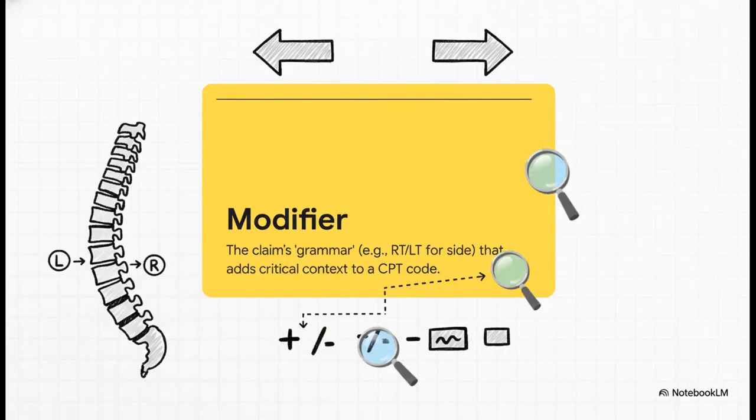But this is where things get tricky for a lot of people. The modifier. This is like the claim's grammar. It adds that all-important context to the CPT code. Was the injection on the right side or the left? A tiny little error here, like a missing or wrong modifier, is like a typo in a street address. It can send the whole thing to the wrong place and lead to denials or incorrect charges. Paying attention to these little 2-character codes is absolutely critical.